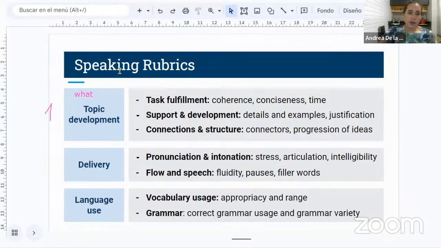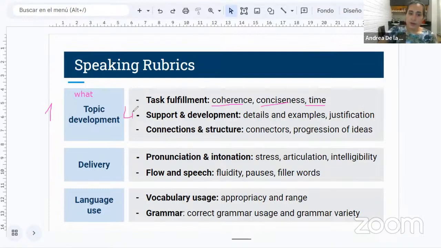That means when you're answering the question, does it make sense? Is it nonsense? Is it coherent? Are you actually answering the question they asked, or are you going off topic, talking about something else? Is it concise, or are you being redundant and repeating the same idea over and over again? Are you managing your time correctly? Maybe you run out of time? Maybe you're spending too much time on something that is not so relevant? So how are you using your time? How are you managing it?